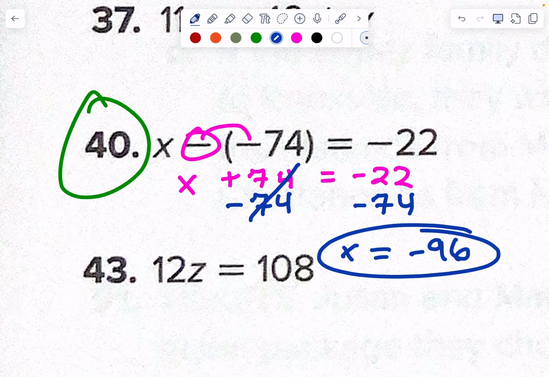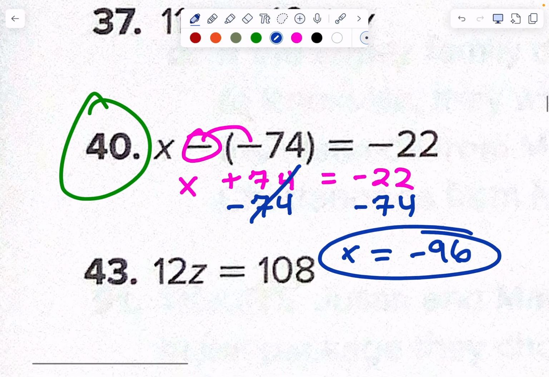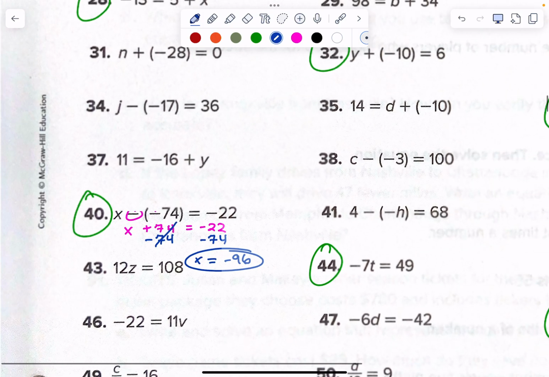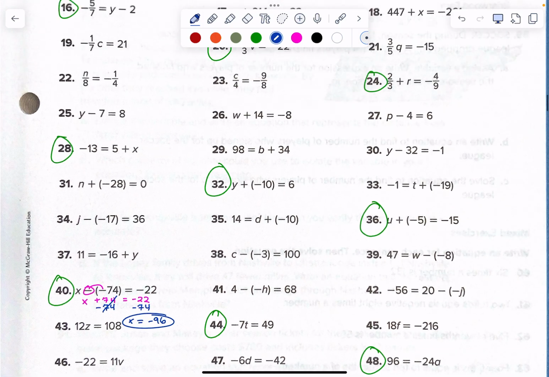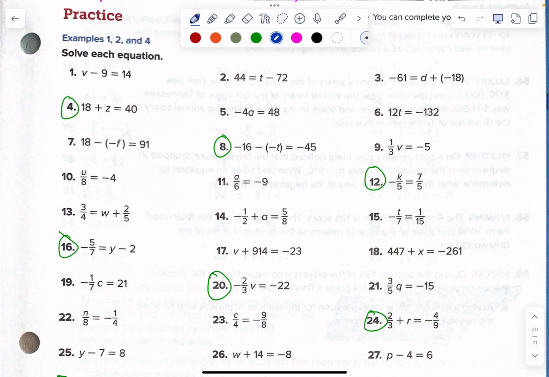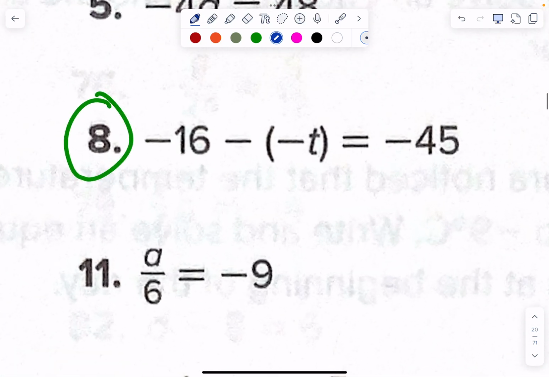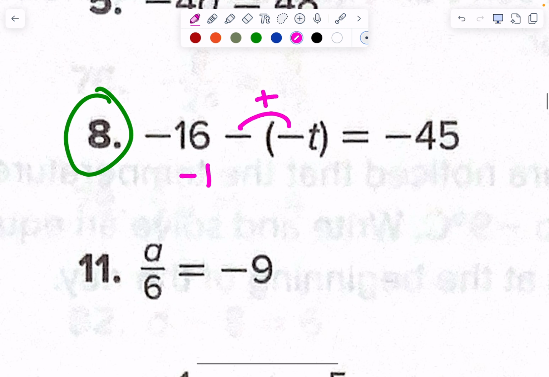Okay? Good? If you want to do a couple and then check with me, you sure can. That's fine. Okay? Can you do number 8 with this? Oh, that's another one. Yikes. Okay, all right, here we go. Two negatives make a positive. So I'm going to rewrite it as negative 16 plus t equals negative 45.